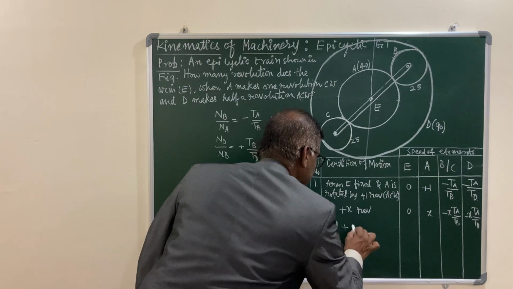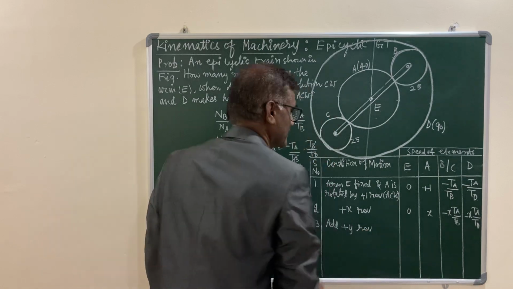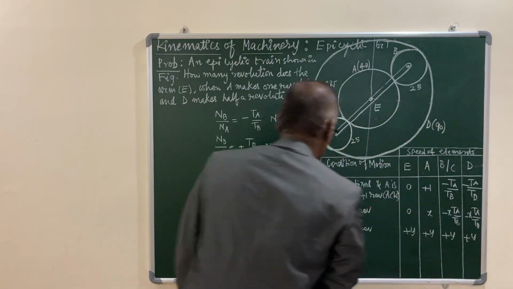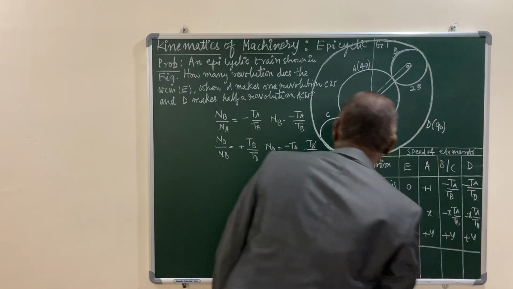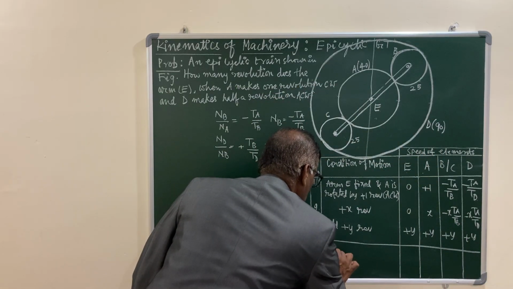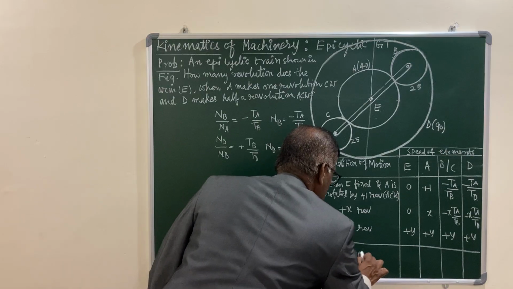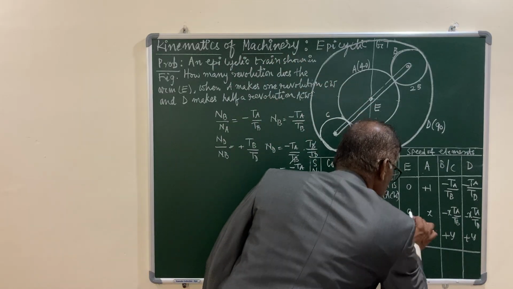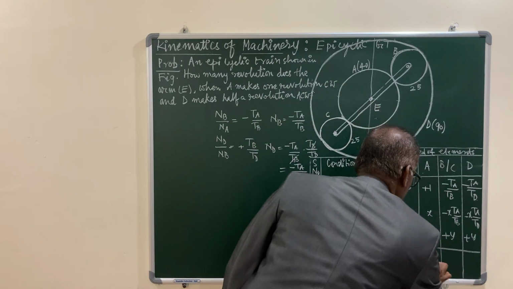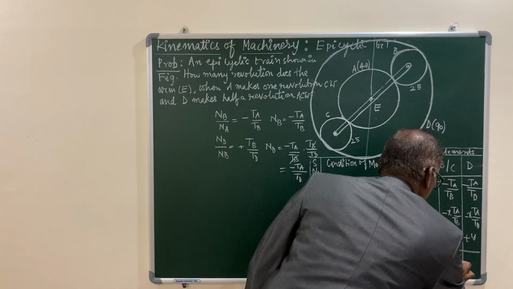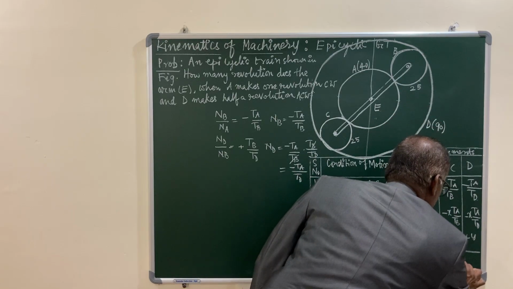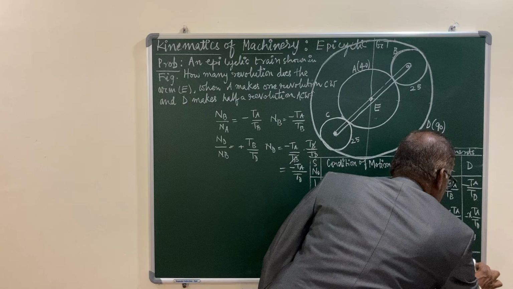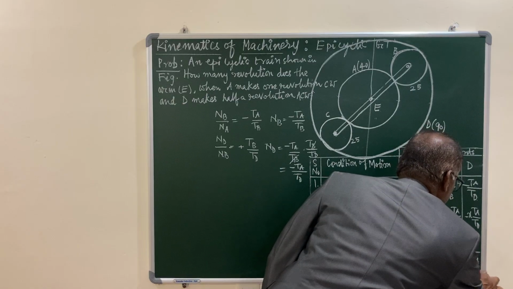Add plus y revolutions to all the elements. I am writing it as plus y, plus y, plus y, plus y. And the last step, the fourth step, is the total motion. It is the sum of the second step, steps 2 and 3. So these two, it is 0 plus y, it is y, x plus y, and here it is y minus x times Ta by Tb, and here it is y minus x times Ta by Td.